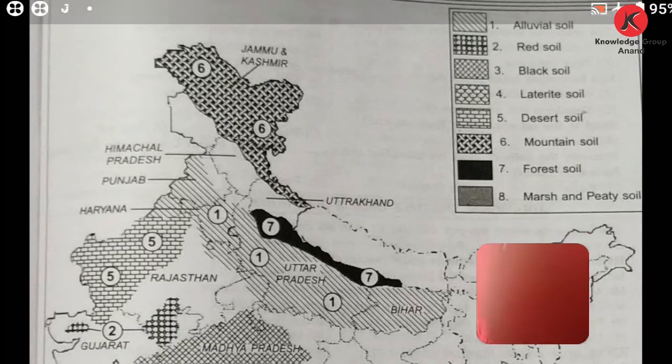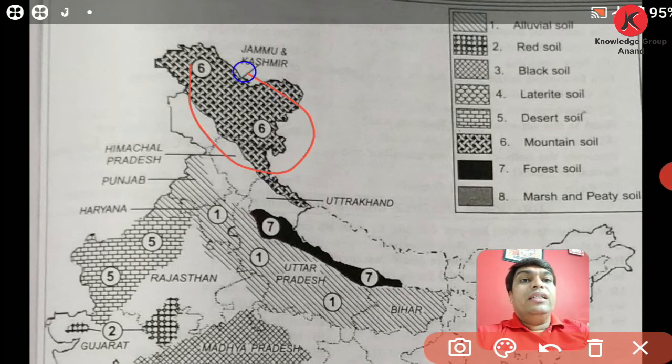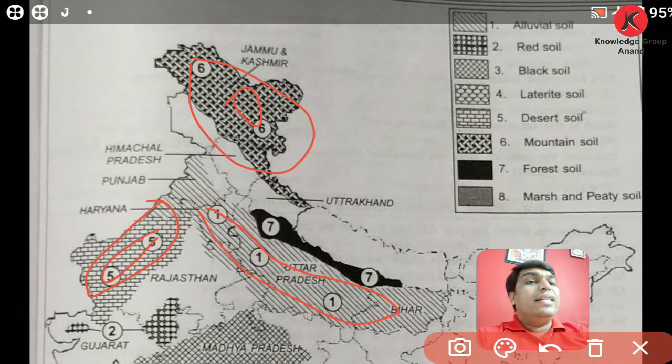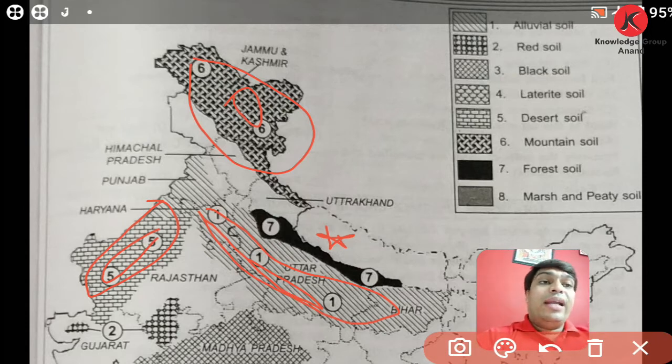You can clearly see, friends, over here that the whole region is shown when a particular type of soil is asked. Over here you can see the mountain soil. Here you can see the desert soil in Rajasthan. Here you can see alluvial soil. So friends, the whole region is shown over here. You cannot show any particular spot identification, like doing one star in this state. You have to cover the whole region while you are identifying these types of soil.